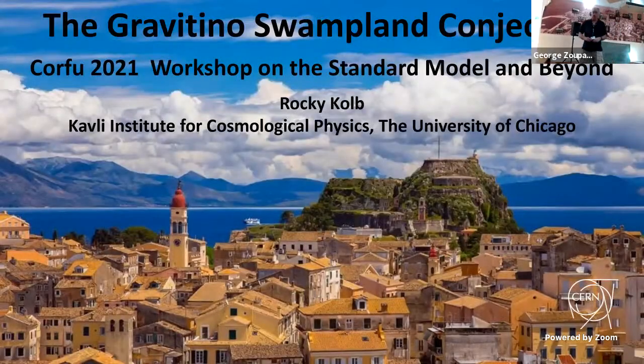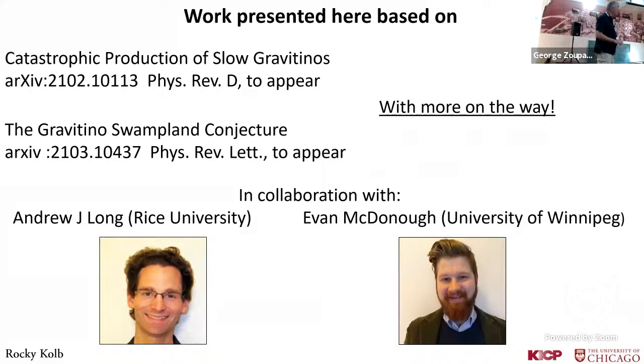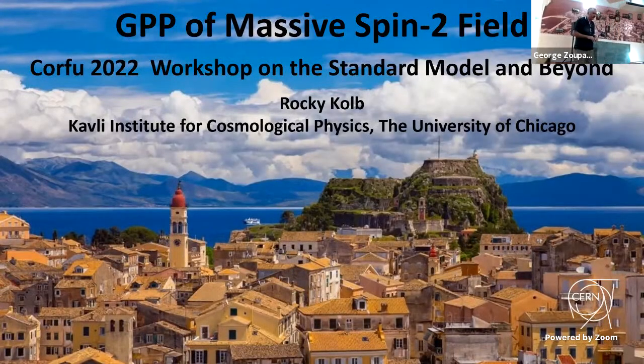So that's the conclusion of my talk on the gravitino swampland conjecture at the 2021 workshop. I want to remind you again of my collaborators, Andrew Long and Evan McDonald. What we're working on now is the gravitational production of massive spin 2 fields. And so in the 2022 workshop, I will come and talk about the gravitational particle production of massive spin 2 fields. And that's my title for next year. Thank you.